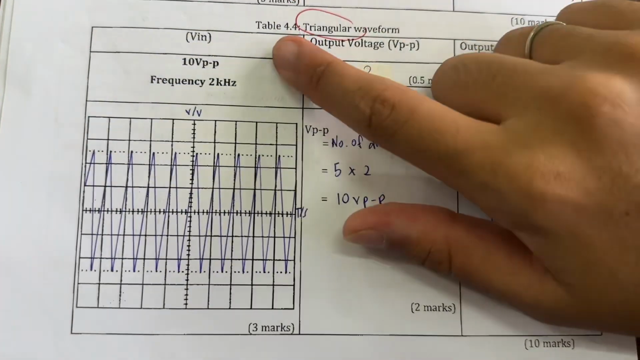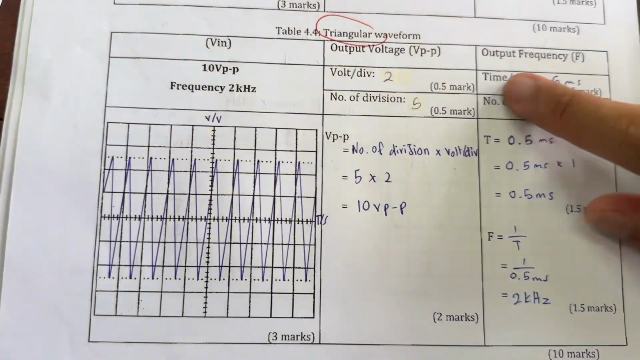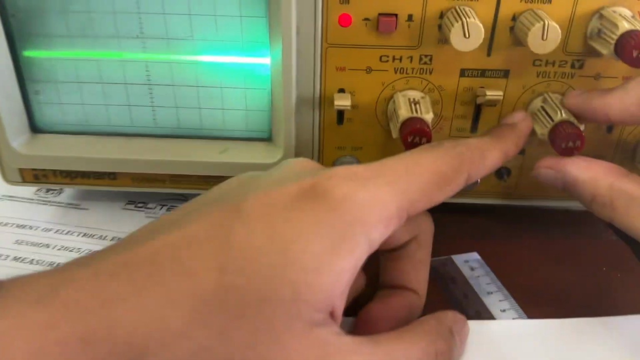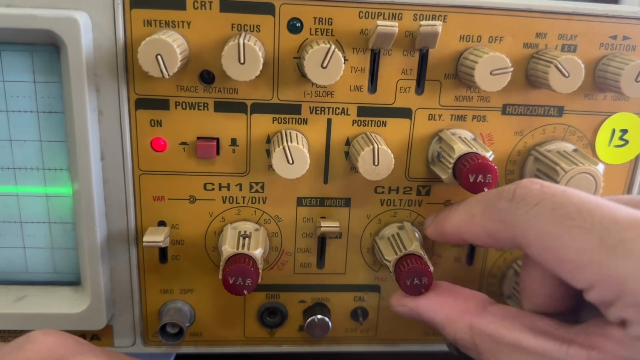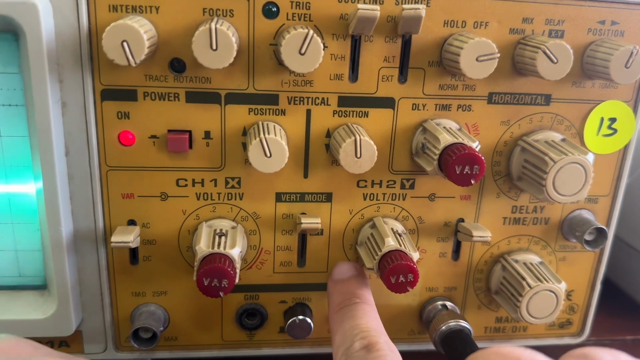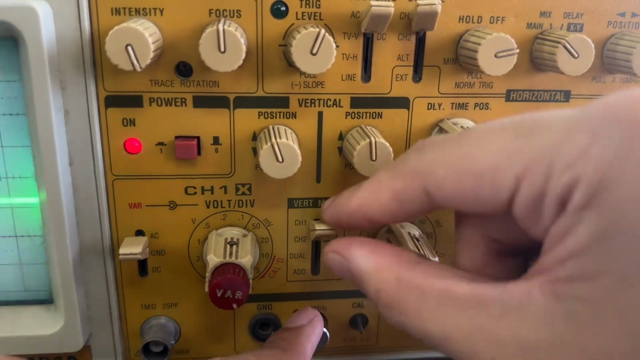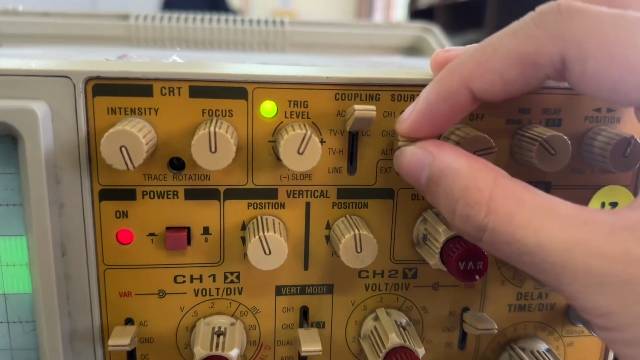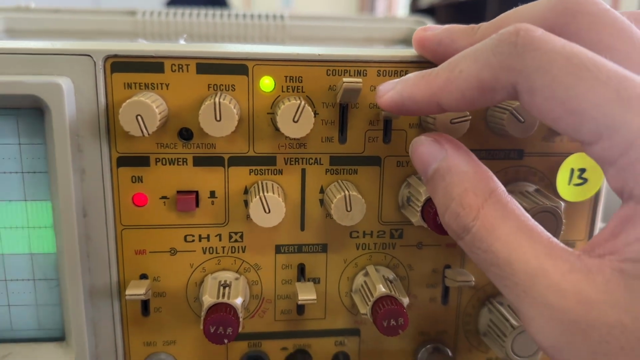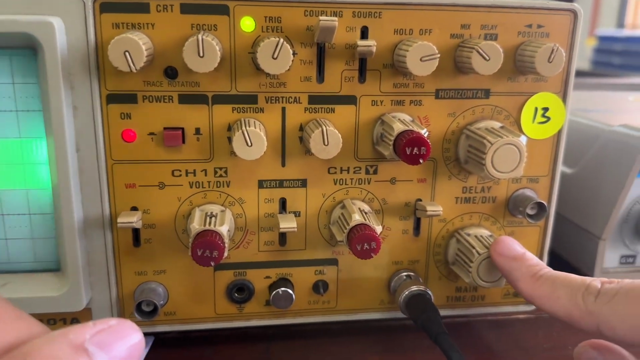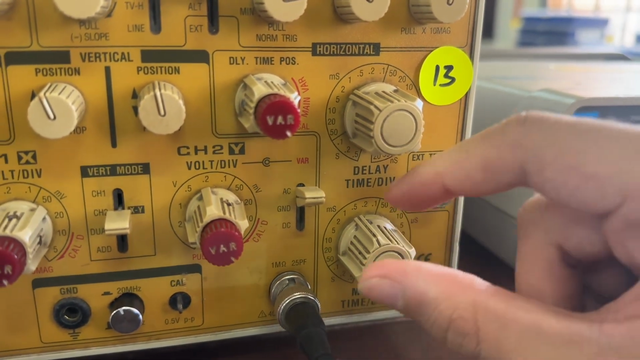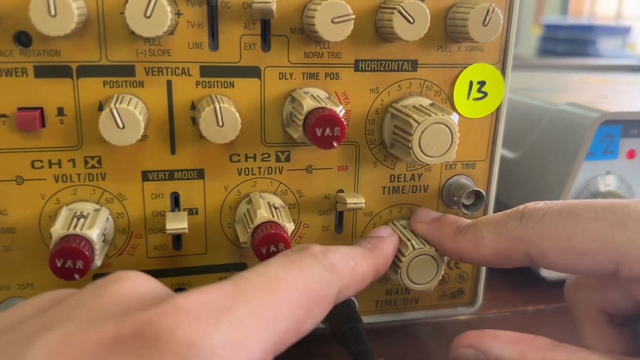Next, this is triangle waveform. Okay, so for the VP to P is 10, frequency is 2 kHz. So the volt division is 2. Okay, so we need to change the volt division on the channel 2 to 2. Okay, we need to change the volt mode to channel 2 and the source to channel 2. Okay, next we need to change the time division to 0.5 ms.